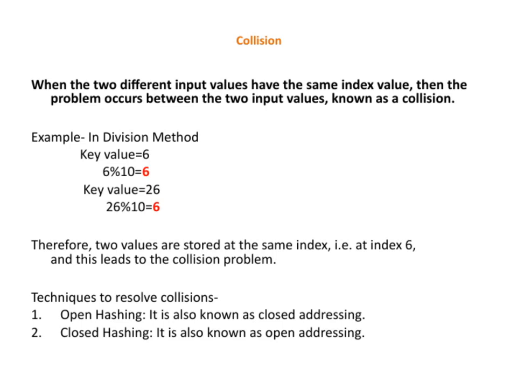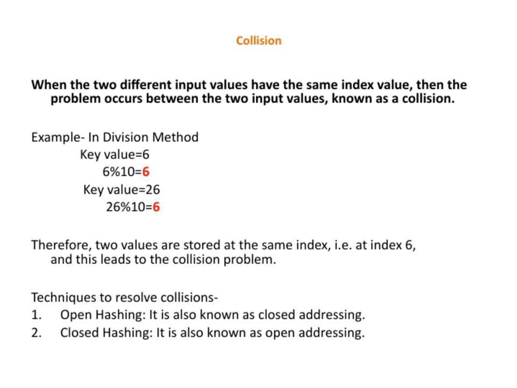When 2 different input values have the same index, that's when we encounter what we call a collision. Let me give you an example using the division method. Suppose our key value is 6. If we take 6 mod 10, that gives us 6. Now, if the key value is 26 and we do 26 mod 10, that also gives us 6. So in this case, both values are mapped to the same index, which is 6. This overlap is what we refer to as a collision.